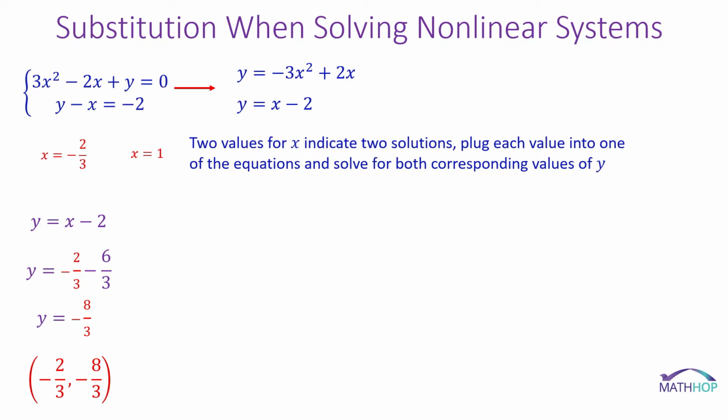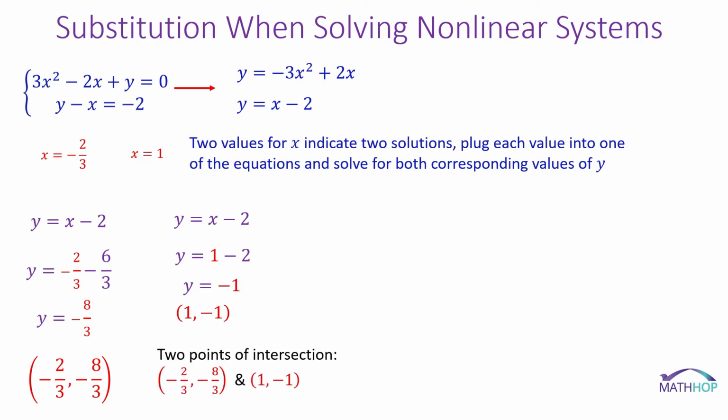Okay, now I'm going to plug x equals 1 into y equals x minus 2 and get its corresponding y coordinate. I see that I get y equals 1 minus 2, y equals negative 1. I get the point 1, negative 1. My 2 points of intersection are negative 2/3, negative 8/3, and 1, negative 1.